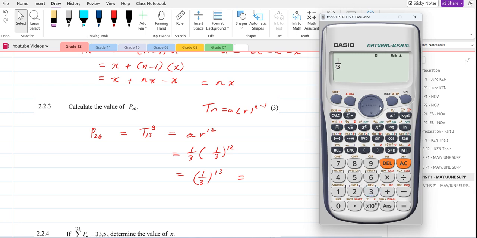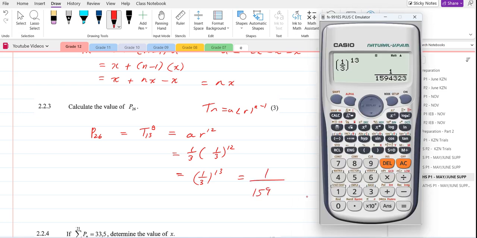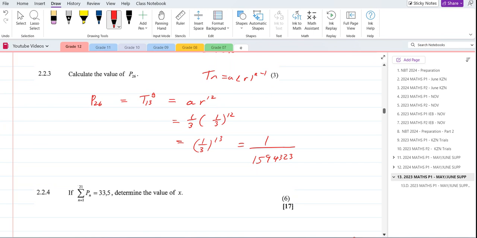1/3, close bracket, to the power 13. 1/159, 4323. Right, so I hope you guys are understanding.